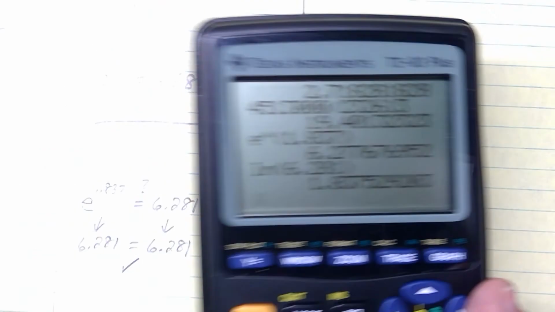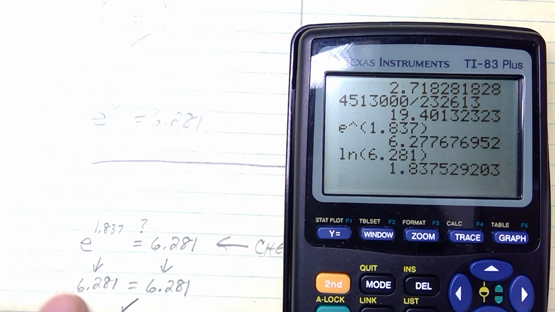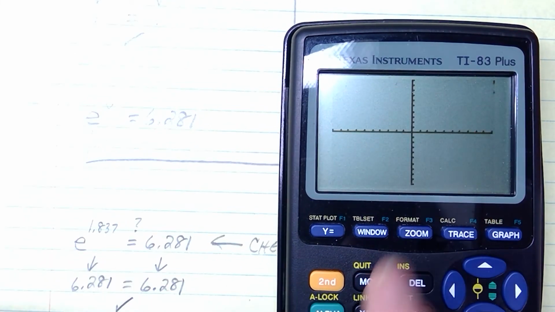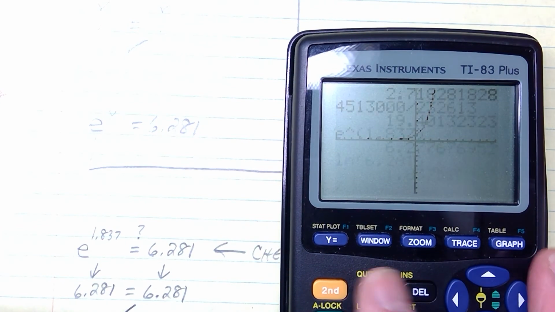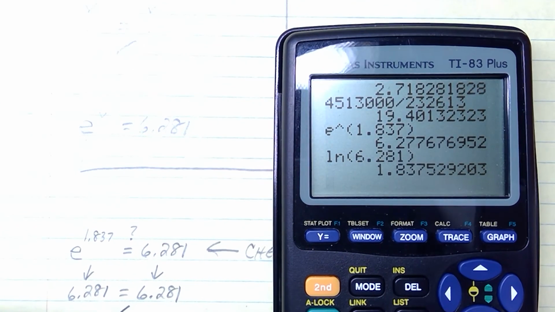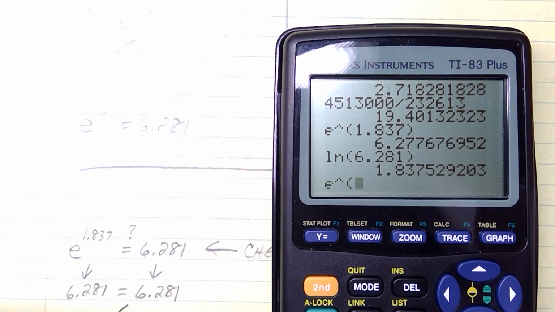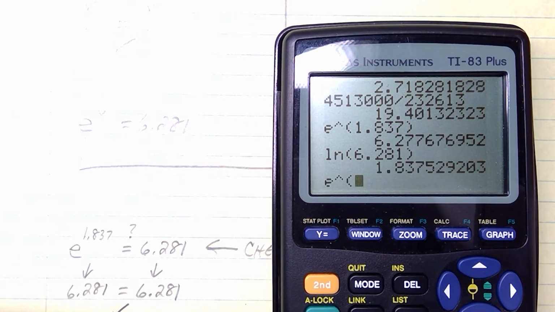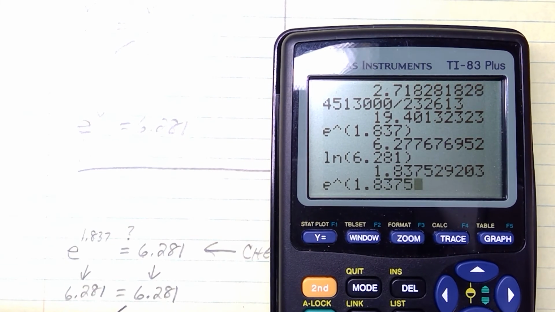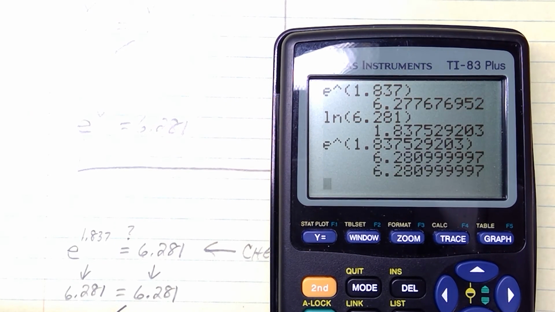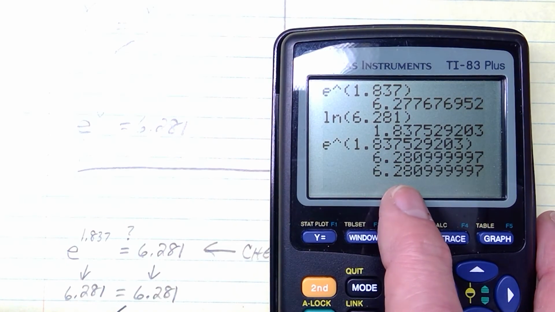So if I use the exact number over here, if I raise e to that exact number, let me try it here, e raised to the 1.837529203. I think I got that in there right. It'll get me a closer approximation. Now it looks more like 6.281 when I round it, all right?